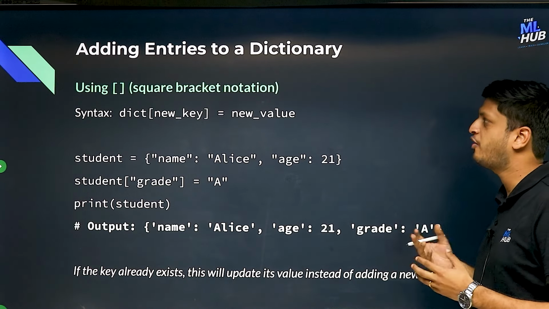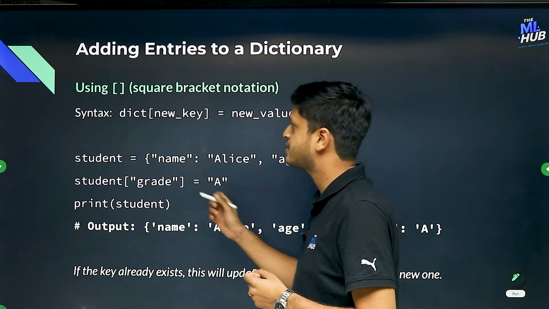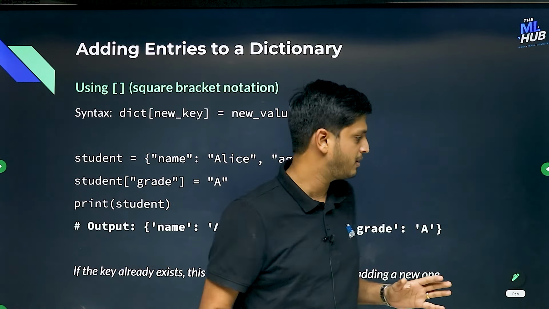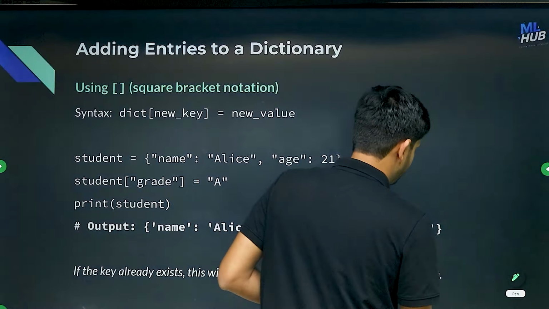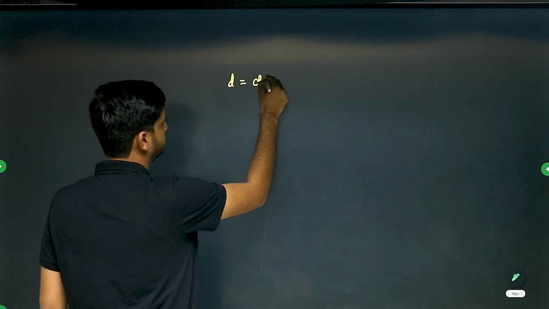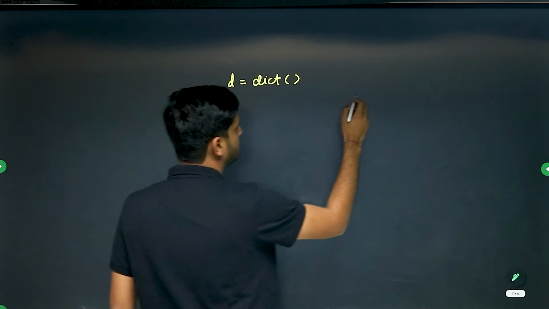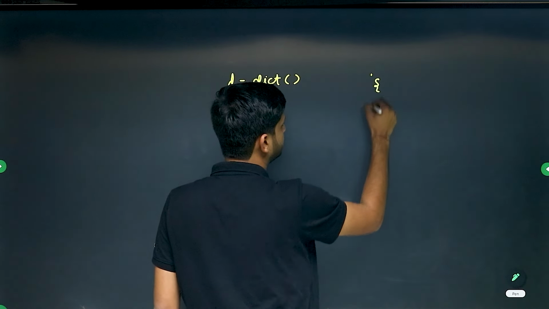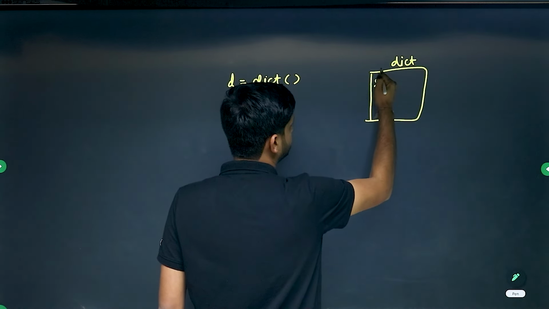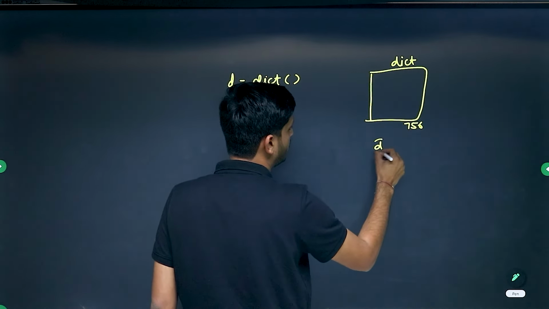Okay, now let's see how we can add entries in a dictionary. Okay, so first is again using square bracket notation. Very simple. What it does is, let's say you have created an empty dictionary. Right now in memory an empty dictionary is created. Let's say this is my empty dictionary at memory location 756 and variable d is pointing here.